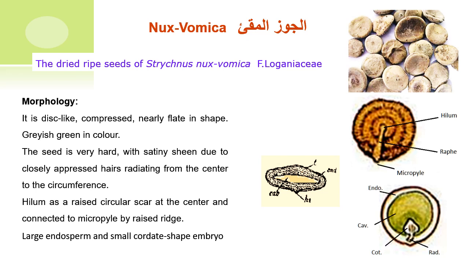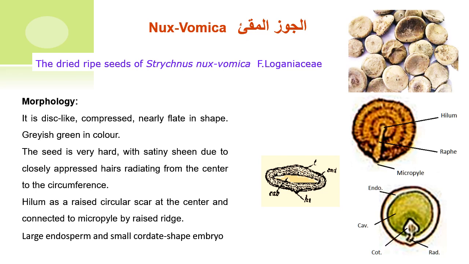Fresh seeds have a grayish green color, while dried seeds have a brownish color. The seed is very hard, with a satiny sheen appearance due to the presence of pressed hairs radiating from the center to the circumference of the seed. All the hairs have the same direction. This is the reason for the satiny sheen, or the silk-like appearance of the seed.